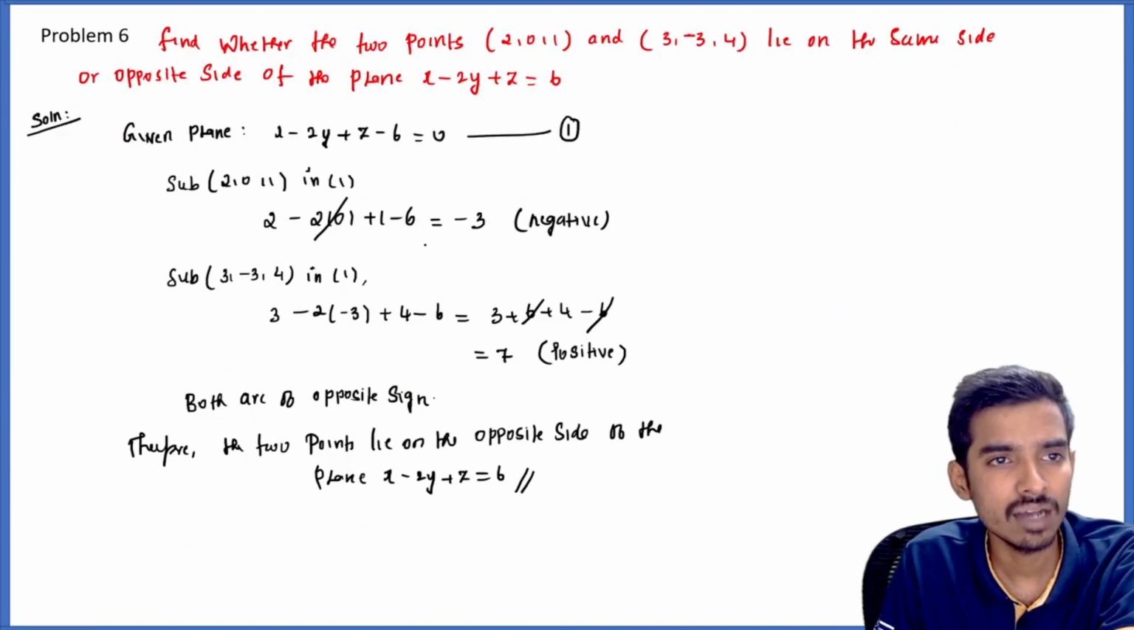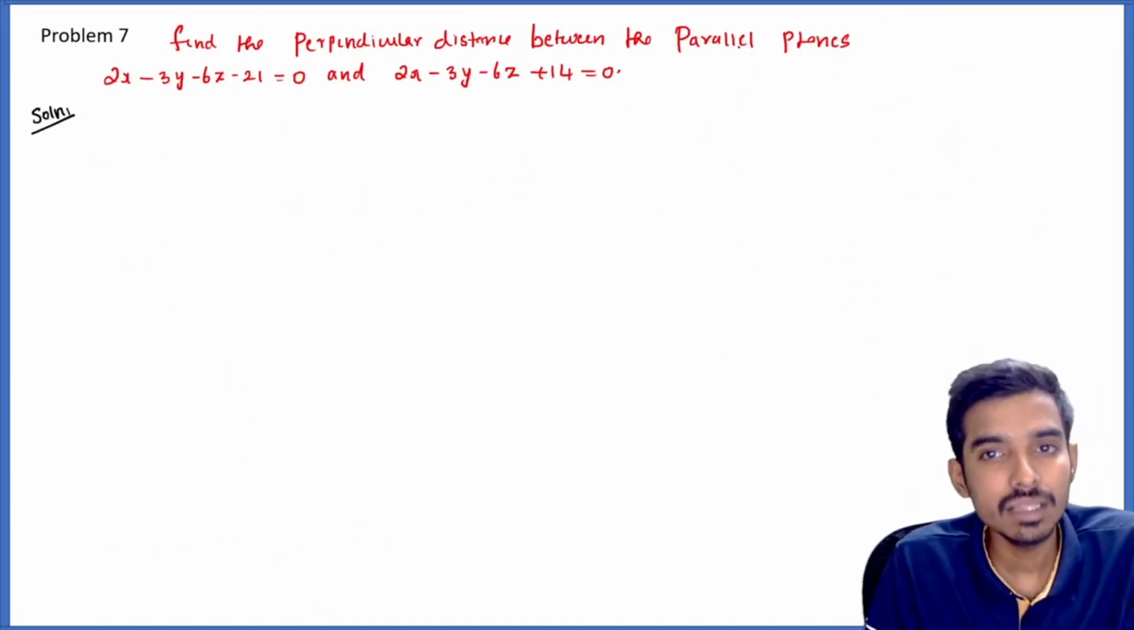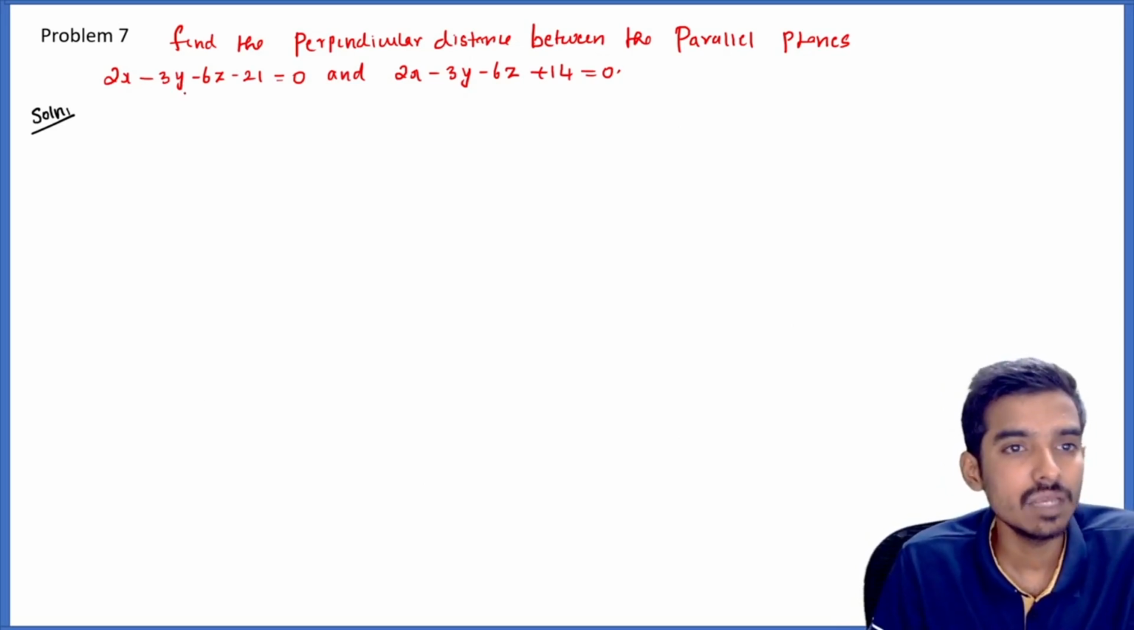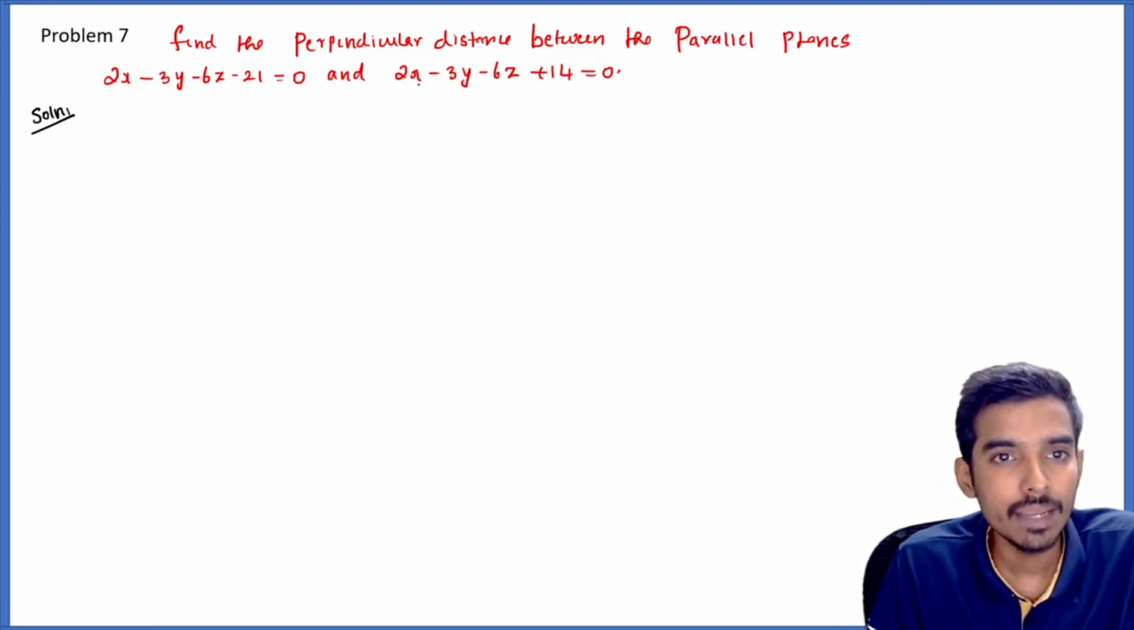We'll move on to the 7th problem. Find the perpendicular distance between the parallel planes 2x minus 3y minus 6z minus 21 is equal to 0 and 2x minus 3y minus 6z plus 14 is equal to 0. Obviously, these two are parallel, because the only difference is here we have minus 21, here we have plus 14.